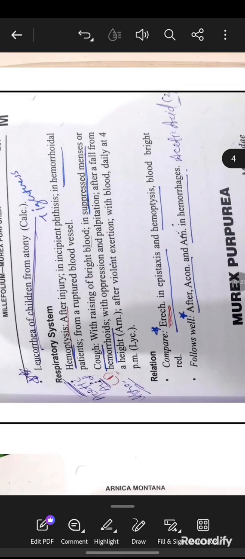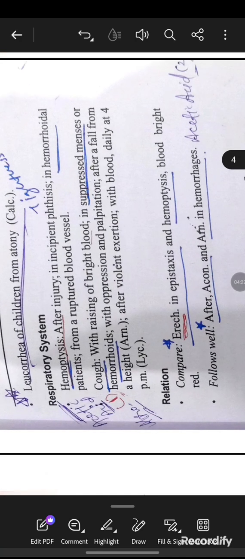In respiratory system, hemoptysis. Hemoptysis means bleeding. After injury, hemoptysis. In incipient phthisis. What is incipient phthisis? This is tightness. Hemoptysis in hemorrhoidal patients. And hemoptysis from a ruptured blood vessel. Okay, and the next point is cough.